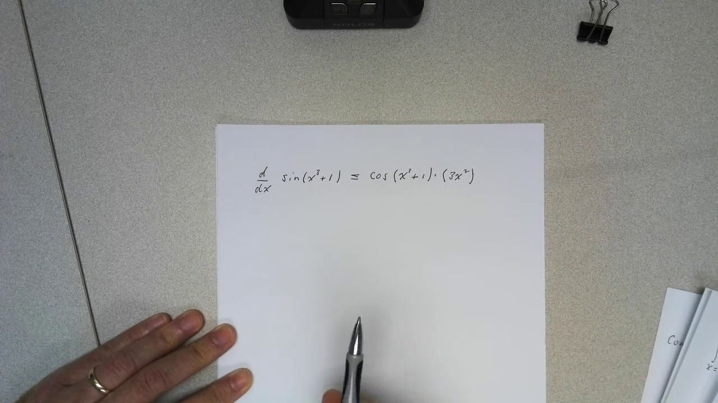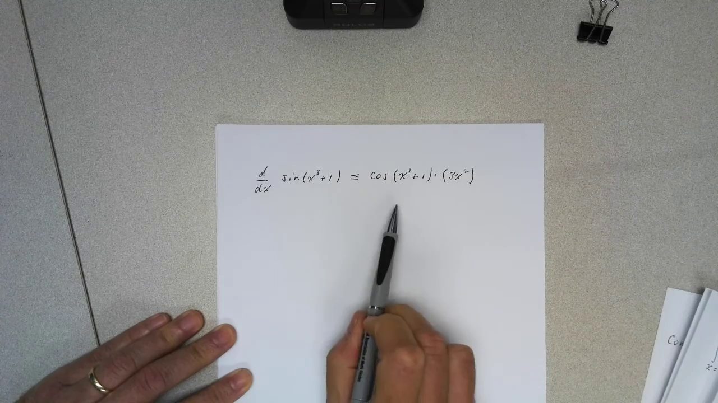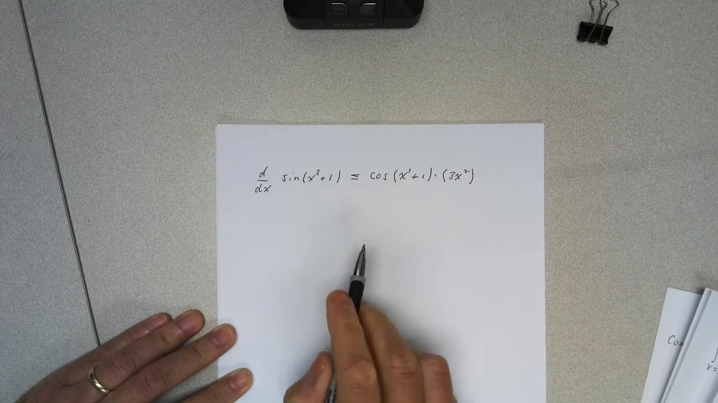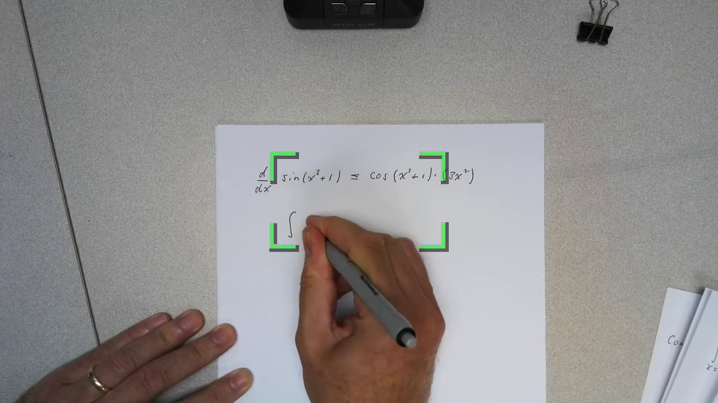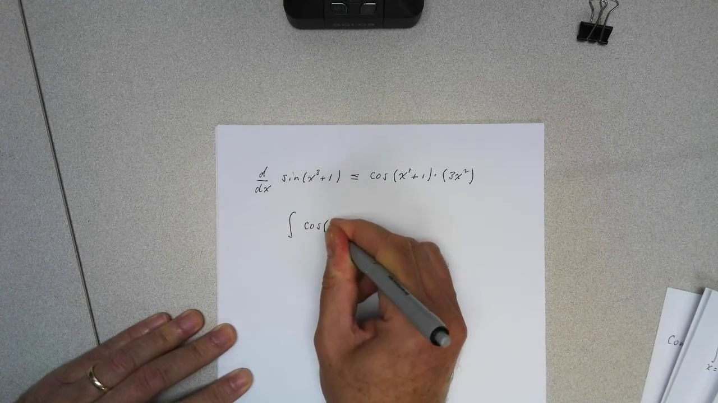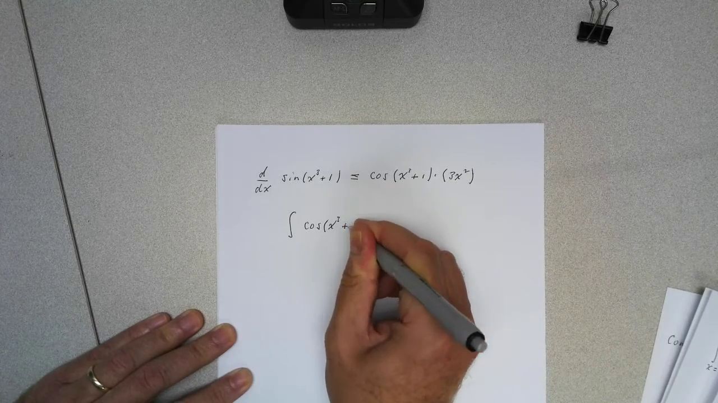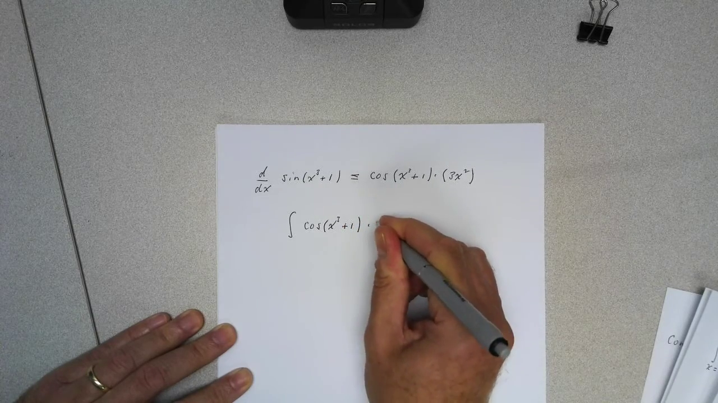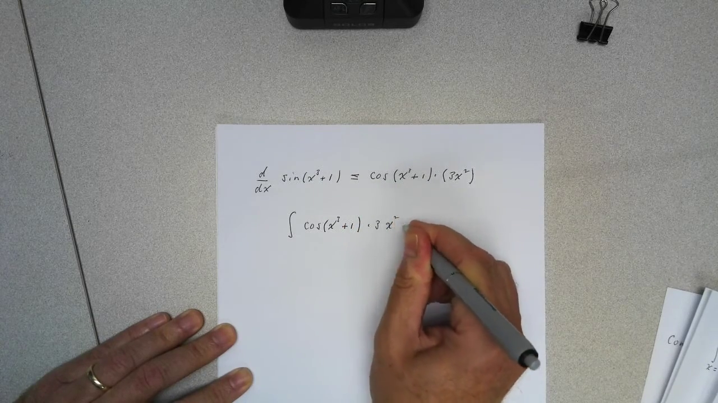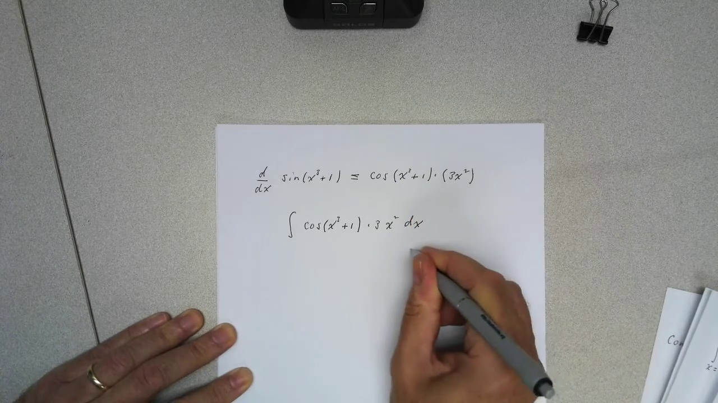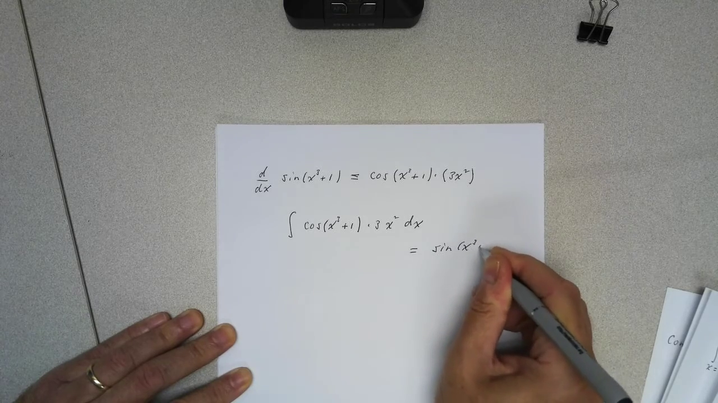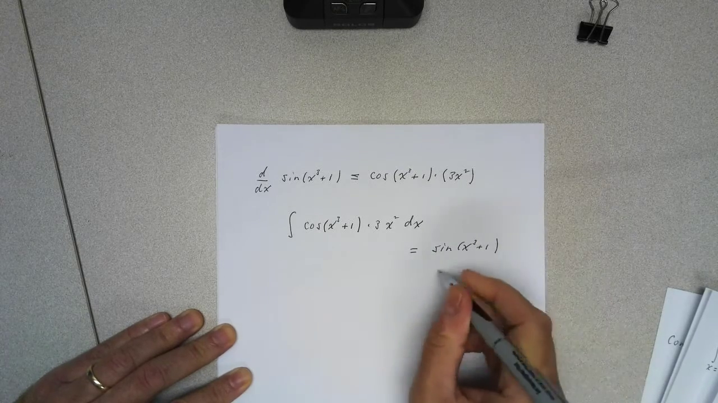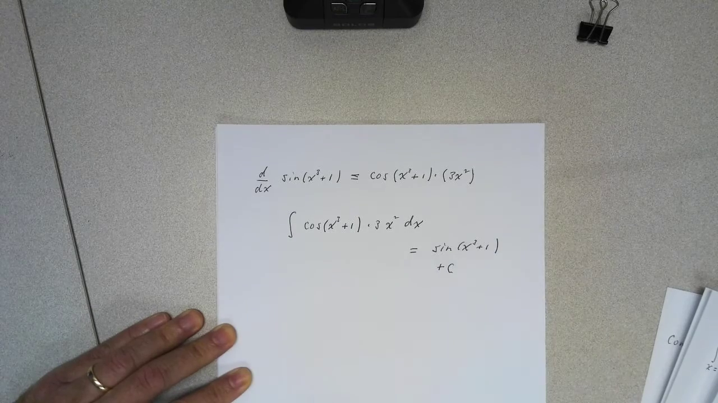Now we could write this derivative statement as an anti-differentiation statement as well. So in other words, the antiderivative of cosine of x to the 3rd plus 1 times 3x squared dx is equal to the sine of x to the third plus 1 plus an arbitrary constant.